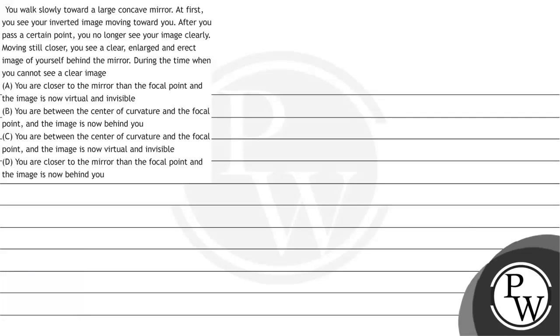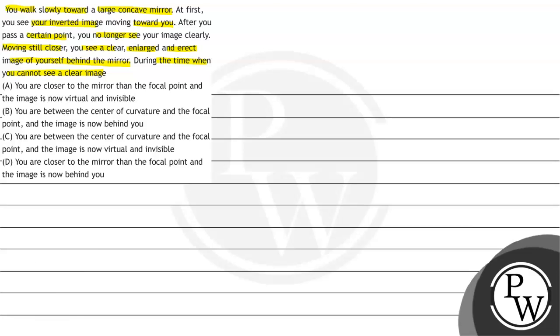So the question says, you walk slowly toward a large concave mirror. At first, you see your inverted image moving toward you. After you pass a certain point, you no longer see your image clearly. Moving still closer, you see a clear, enlarged, and erect image of yourself behind the mirror. During the time when you cannot see a clear image, what happens to the image? Okay, so there are four options out of which only one is correct.